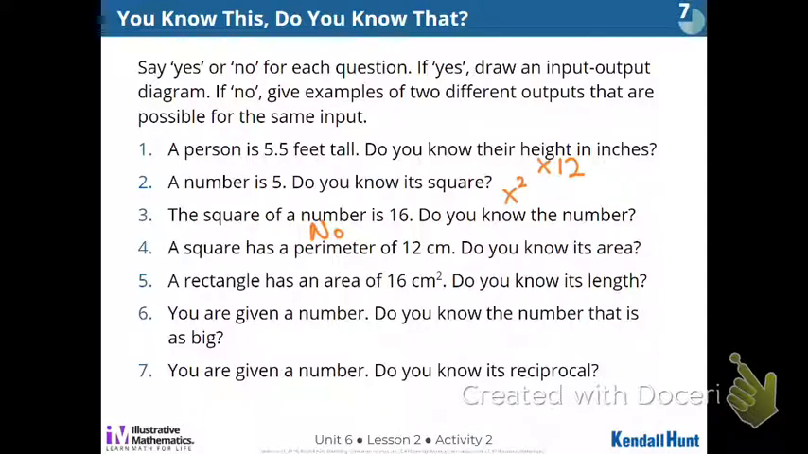How about this? A square has a perimeter of 12 centimeters. Do we know its area? Yes. So what's unique about a square and its side lengths? They're all the same, which means it has side lengths of 3. So I would square a side length, right? But the rule would be divide by 4 and then square that.